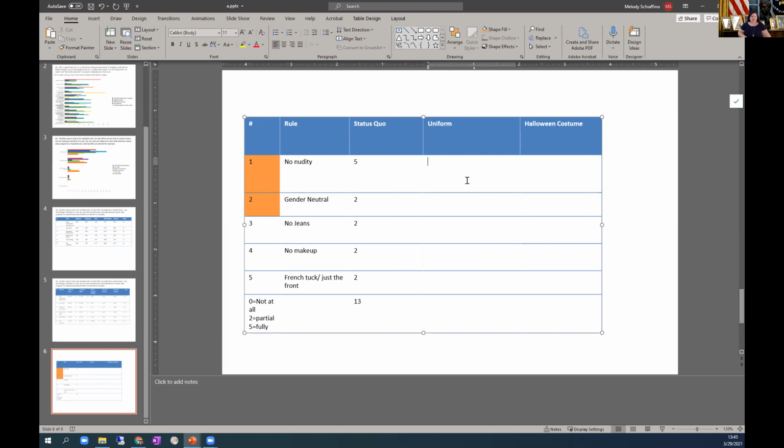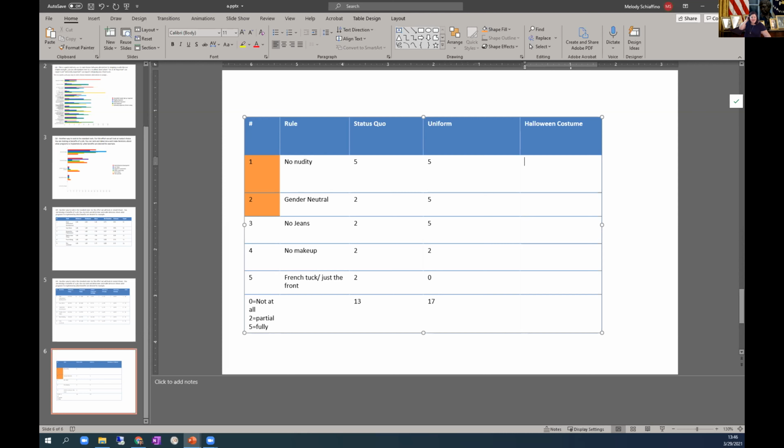Okay, so does the uniform fit our first decision rule? Partially, fully, not at all. Fully. What about gender neutral? Fully. What about no jeans? Fully. What about no makeup? Partially. Good, because I didn't say anything about that, did I? What about French tuck, just the front? Not at all. Good. So that's 15, 17. Uh-oh, guys.